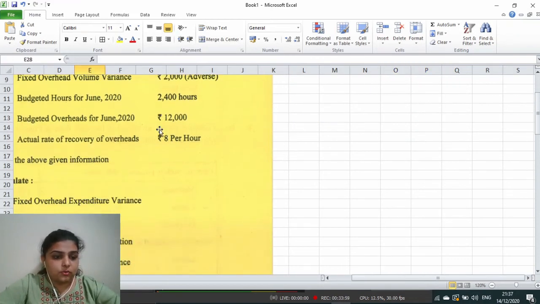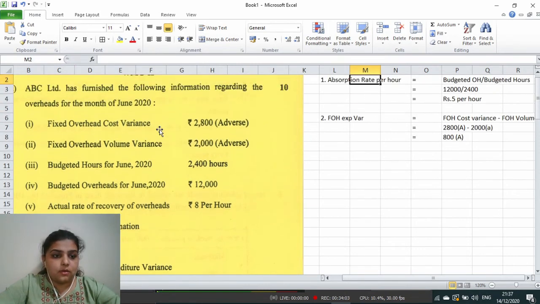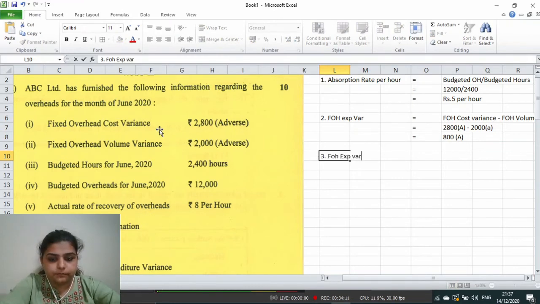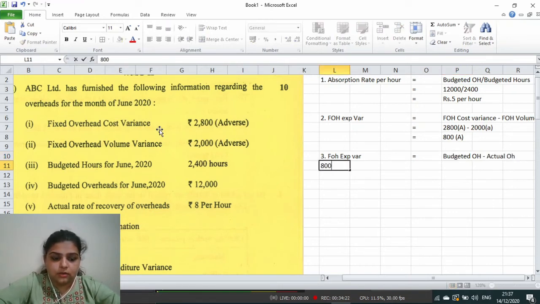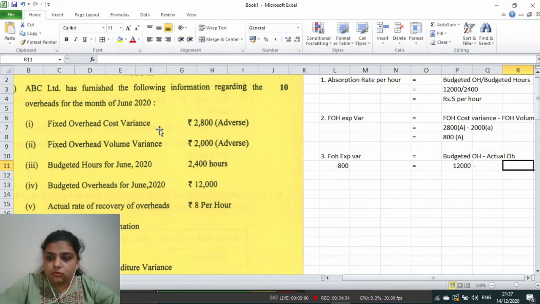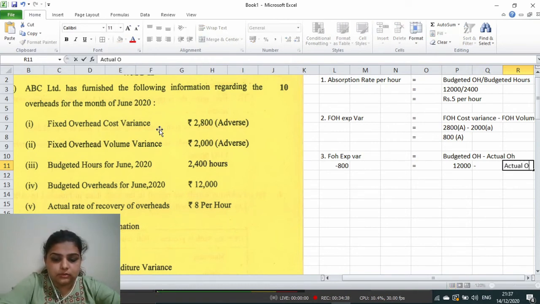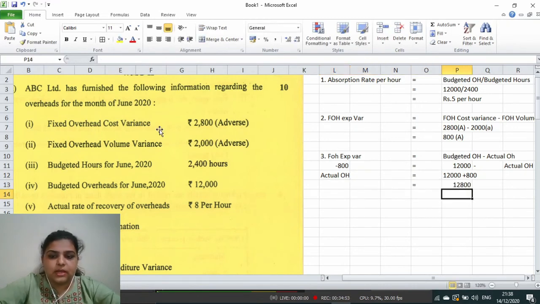Next, let us go ahead. Actual overheads incurred. We have the budgeted overheads. What is the formula for the expenditure variance? Expenditure variance is budgeted overheads minus actual overheads. So this would be 800, right here, minus 800 is equal to budgeted overheads, I have 12,000, minus the actual overheads. So what is my actual overheads? Actual overheads would be equal to 12,000 plus 800, that is 12,800. This is my actual overhead.